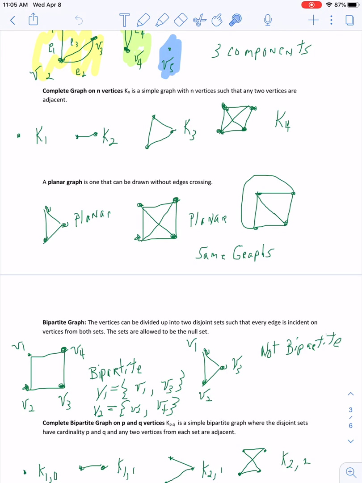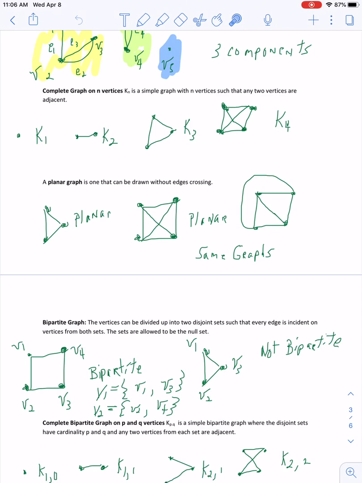All right, now let's go down here to this graph right here. By the way, this is not K4 because I don't have these edges in here. I claim that's also bipartite. Now, how would I show it's bipartite? Well, I want to divide the vertices up into two sets, big V1 and big V2. Those two sets are not allowed to overlap, and it must be true that every edge is incident with vertices from both sets.